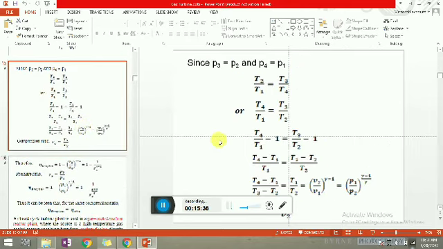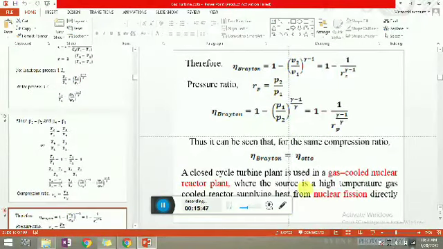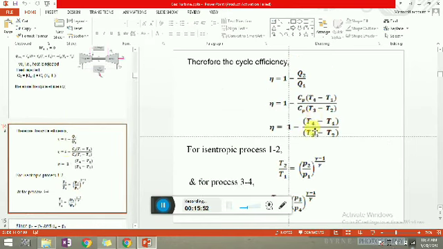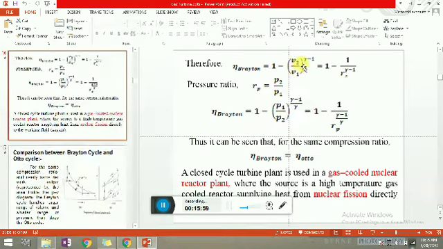We have got an expression here, T4 minus T1 divided by T3 minus T2 is equal to T1 by T2. So T1 by T2 is equal to V2 by V1 to the power gamma minus 1. Instead of that, I will substitute the value of V2 by V1 to the power gamma minus 1 in its place. So the efficiency becomes 1 minus V2 by V1 to the power gamma minus 1. If we take the reciprocal, it becomes V1 by V2.